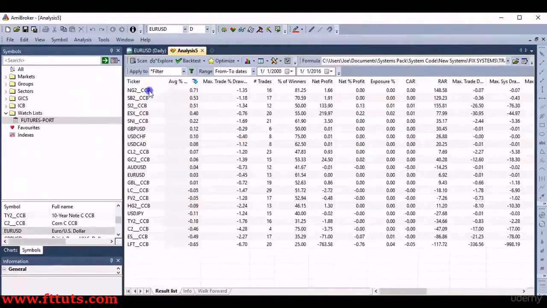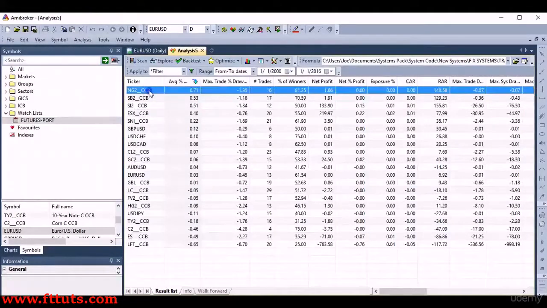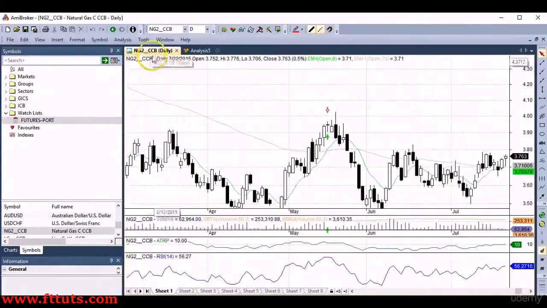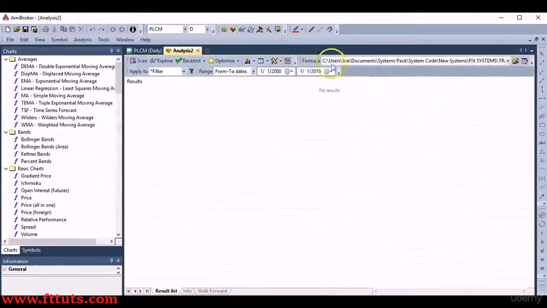You can see from this that the best market for the hanging man pattern was this ticker symbol here, which is natural gas, and this gave us an average profit of 0.71% per trade. So that was our result list from testing on our 21 different markets with a 1 day holding period.